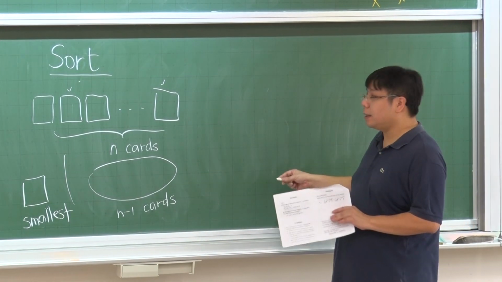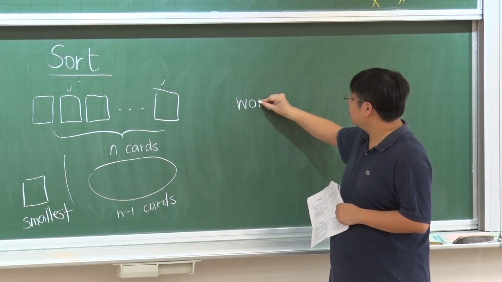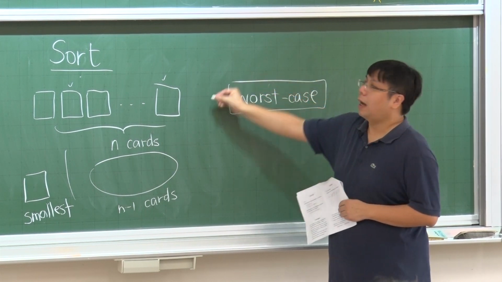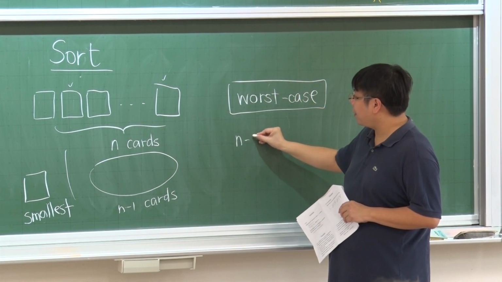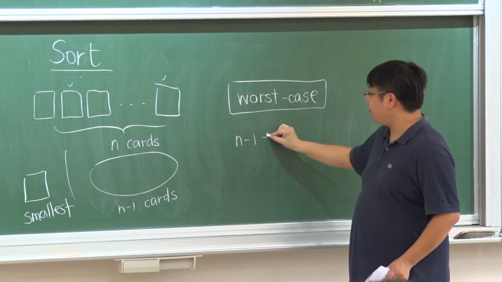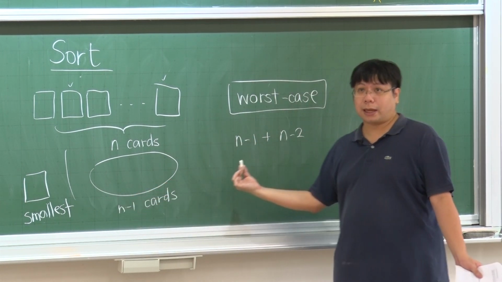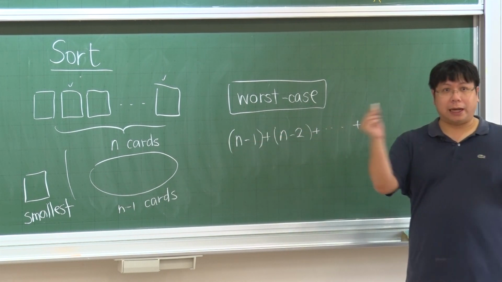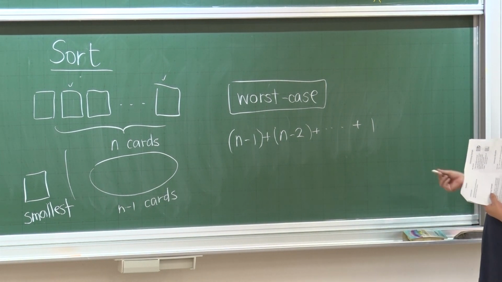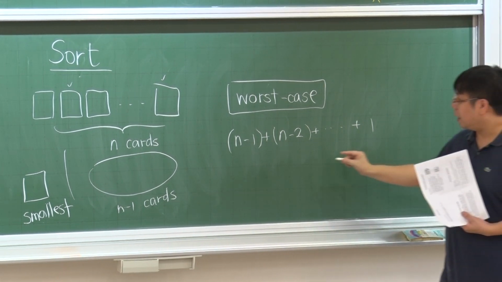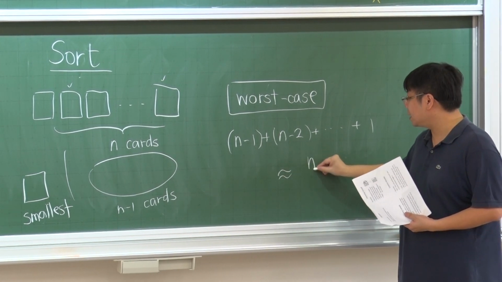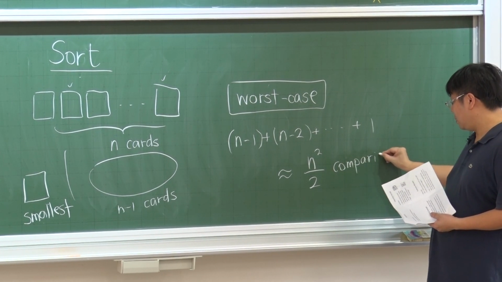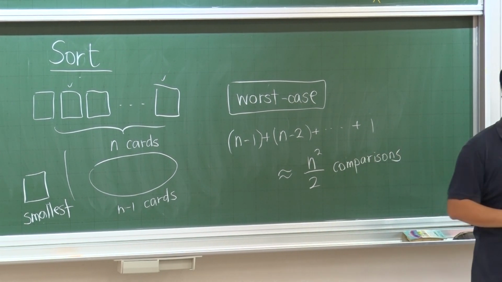We can solve it. And in any case, using this algorithm, how many comparisons are we doing? We have n-1 comparisons to get the smallest card, then n-2 comparisons to get the next smallest card, and so on and so forth. Up to the end, we have 2 cards left, and then there is 1 comparison to get the smaller one. So these are the number of comparisons that we need, and this is roughly n squared divided by 2 comparisons.